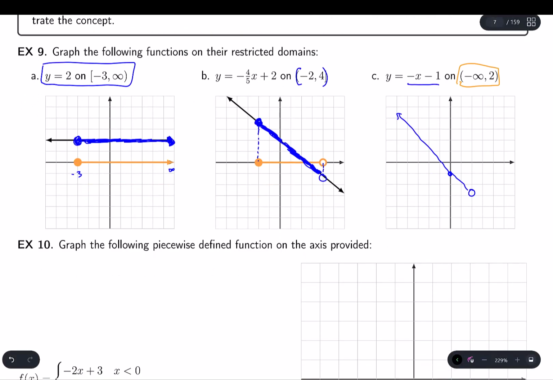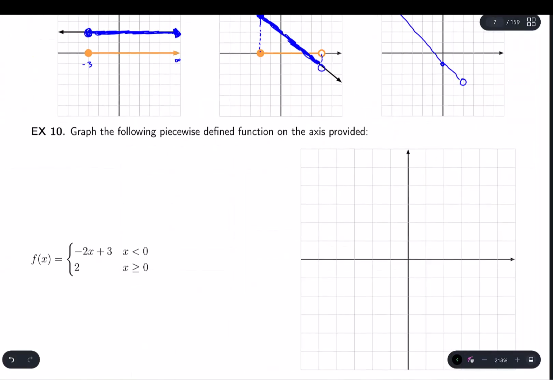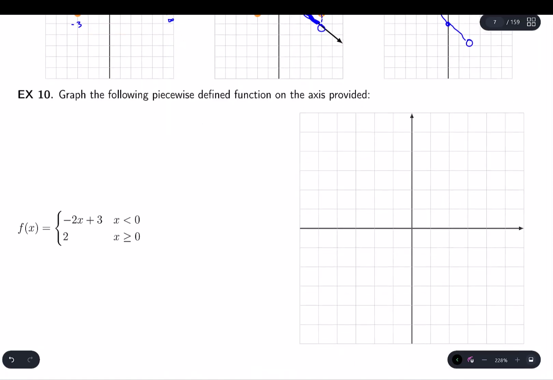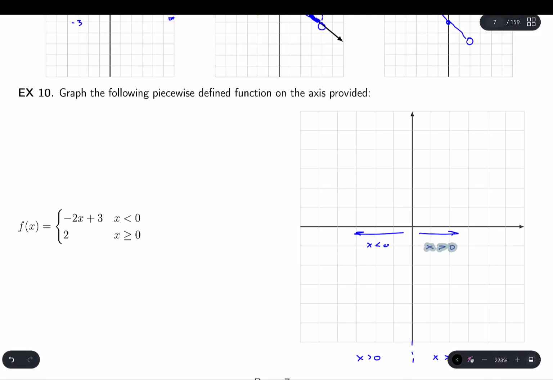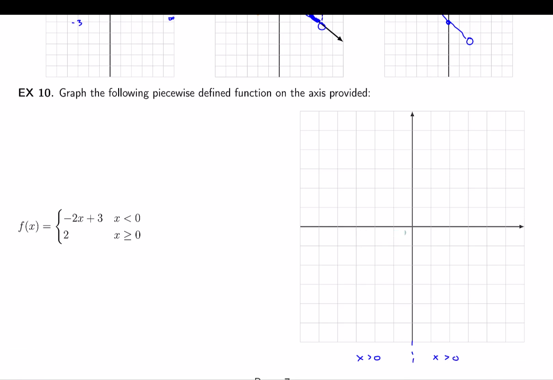Okay, which brings us to piecewise defined functions, because here we can have multiple functions on restricted domains as long as those domains don't overlap. Like for instance, negative 2x plus 3 on the domain where x is less than 0. So x is less than 0 over here. It's greater than 0 on this side of the y-axis. So all these values have x less than 0, and all these values have x greater than 0. So I have the function negative 2x plus 3 where x is less than 0.